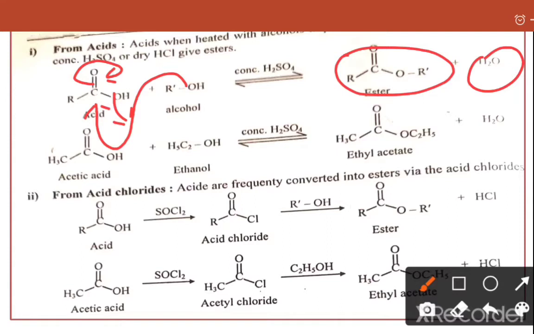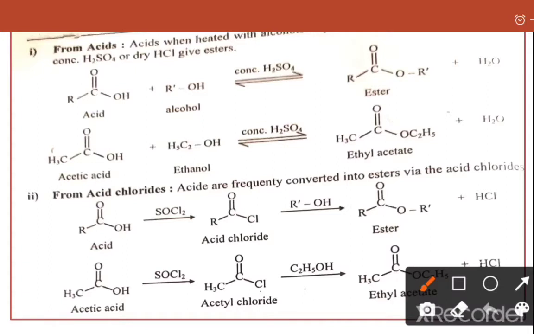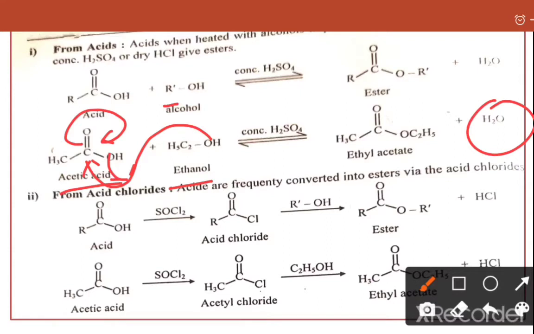Okay, now in the second example, we see acetic acid and here ethanol. Now again here, instead of R dash we use C2H5, that means we take the alkyl group. Here this is ethanol, and if you see the mechanism here, the C2H5O minus will attack on this carbonyl carbon, and in the next step again departure of this water molecule, and we get the formation of this ester molecule. This is a simple mechanism.